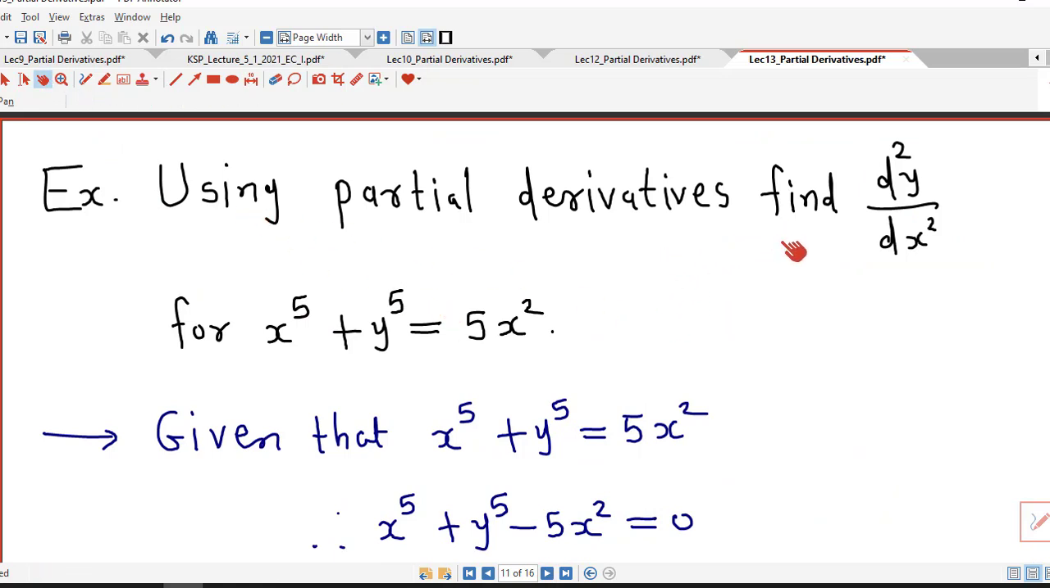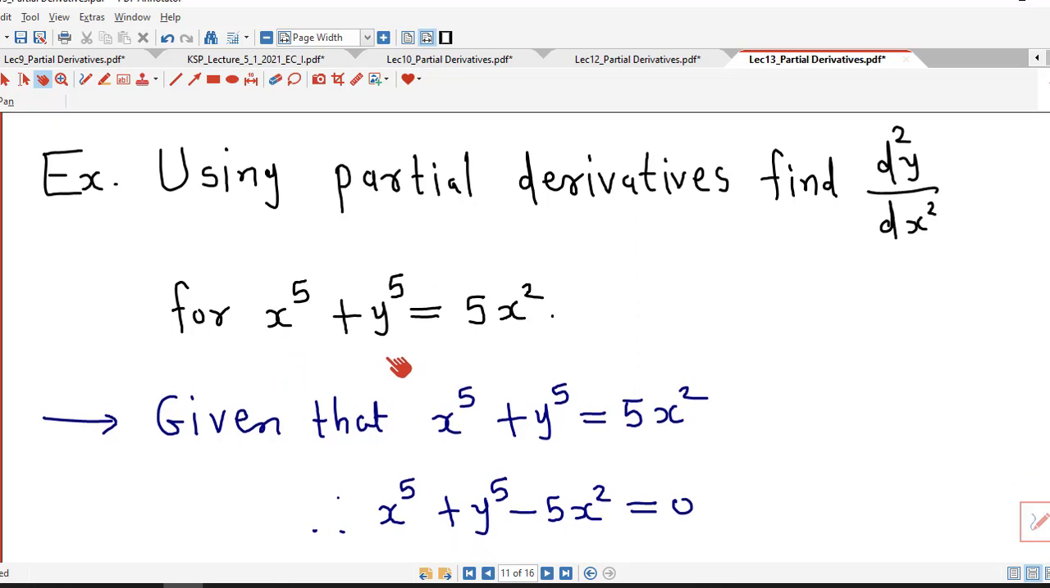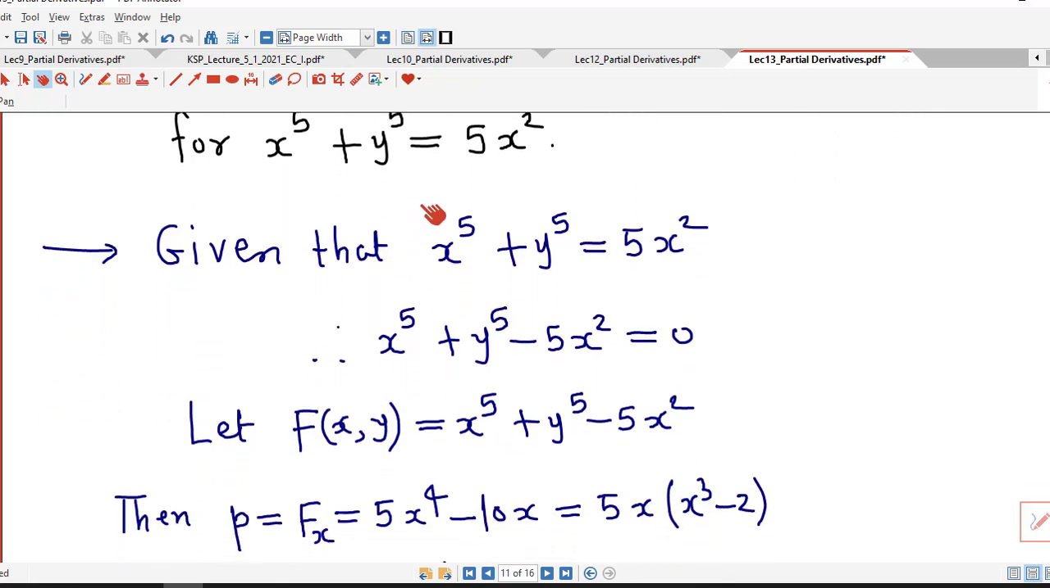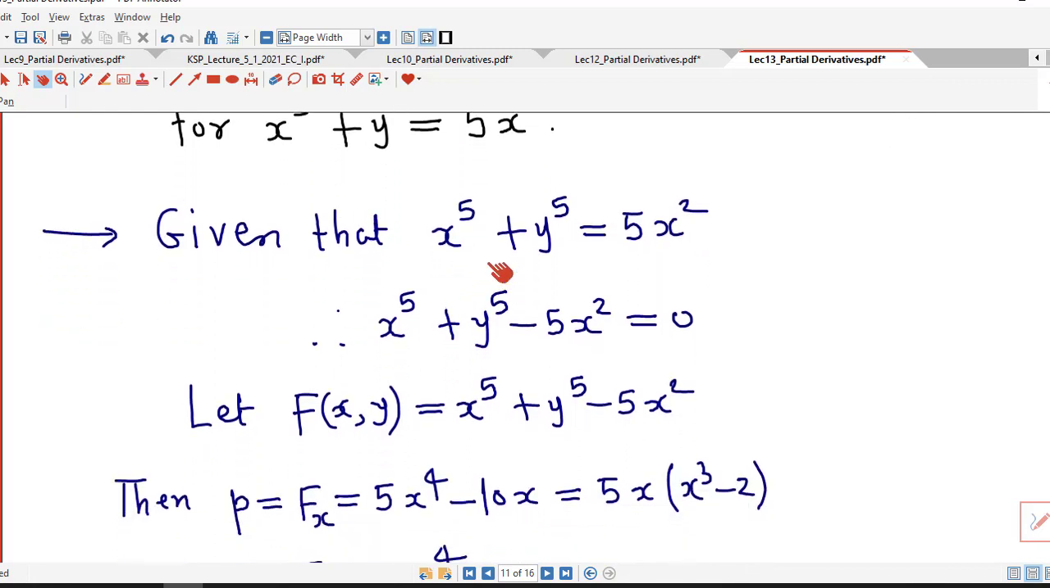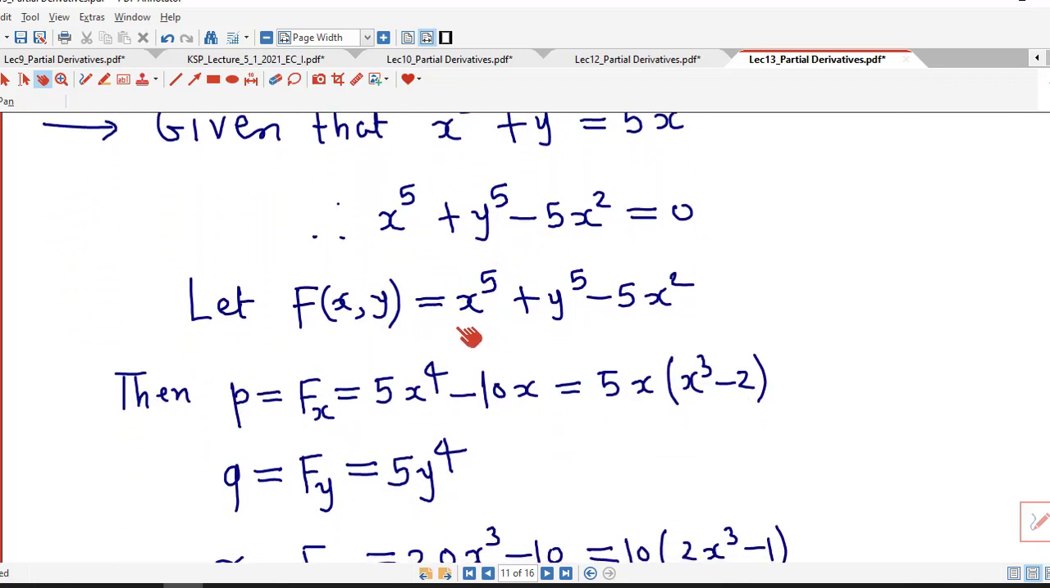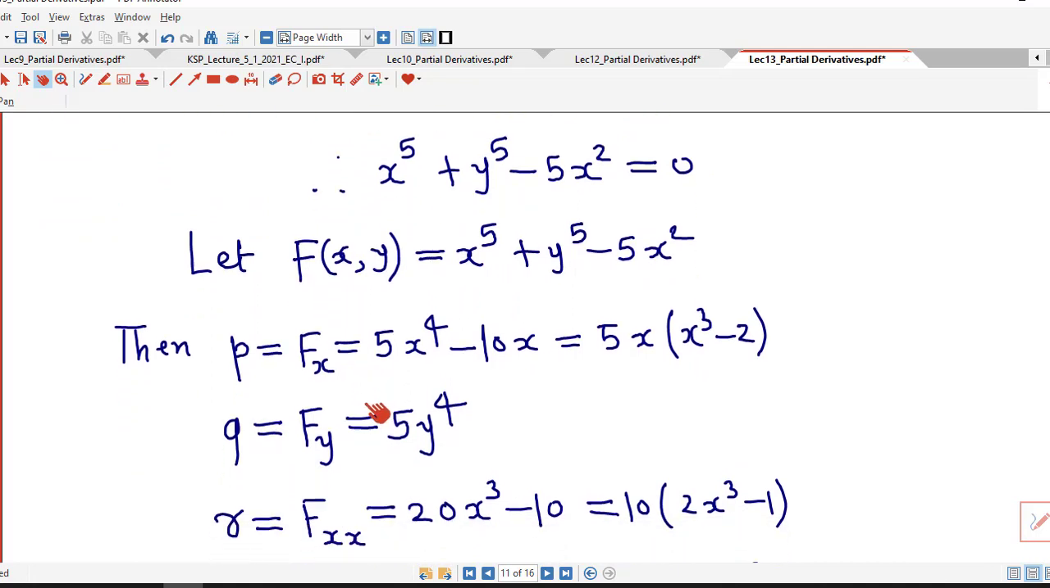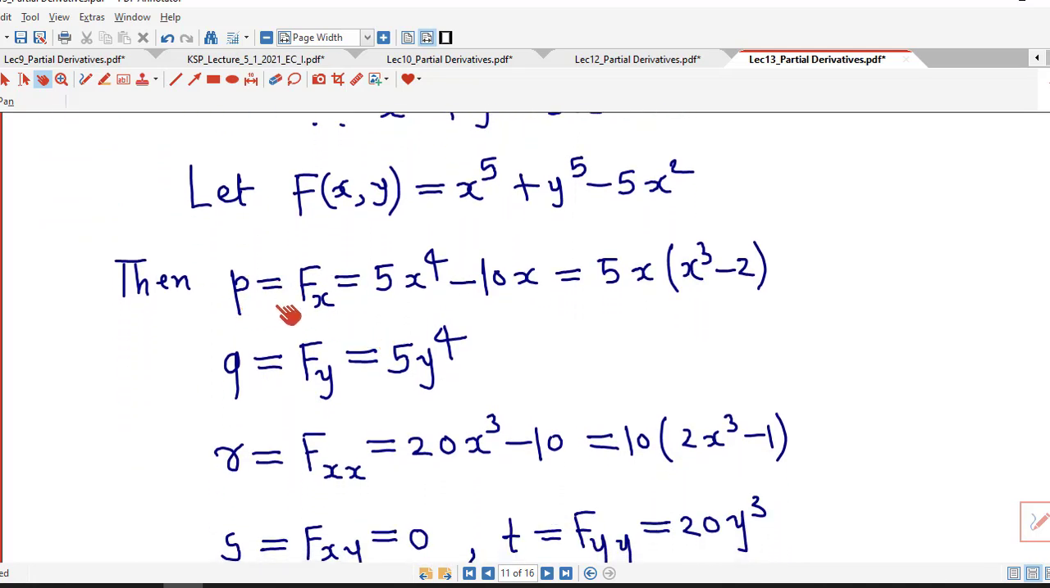Using partial derivatives, find the second order derivative of y with respect to x for the relationship x raised to 5 plus y raised to 5 equals 5x square. So this is the given equation. We can rewrite it in this way, and we assume that the left hand side is denoted by capital F. First we find the partial derivatives.